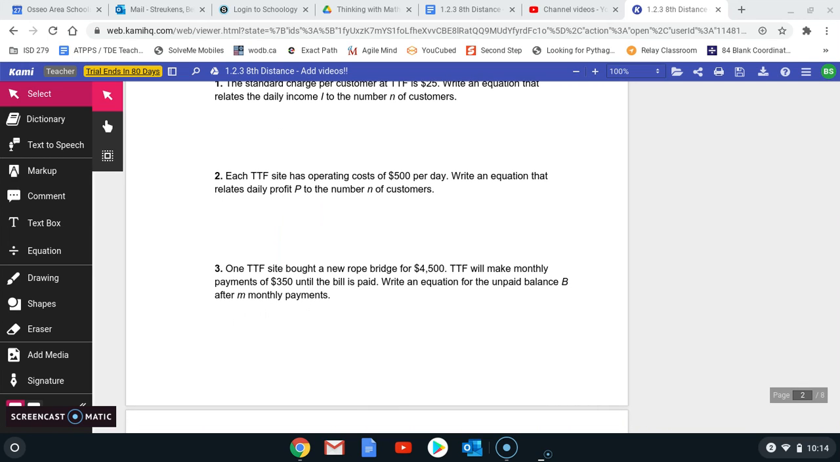Number 3, one TTF site bought a new rope bridge for $4,500. TTF will make monthly payments of $350 until the bill is paid. Write an equation for the unpaid balance B after M monthly payments. In this case, I'll give you a hint. This one is going to be subtraction when the other ones might be addition. So make sure you're paying off $4,500 and not adding to it.